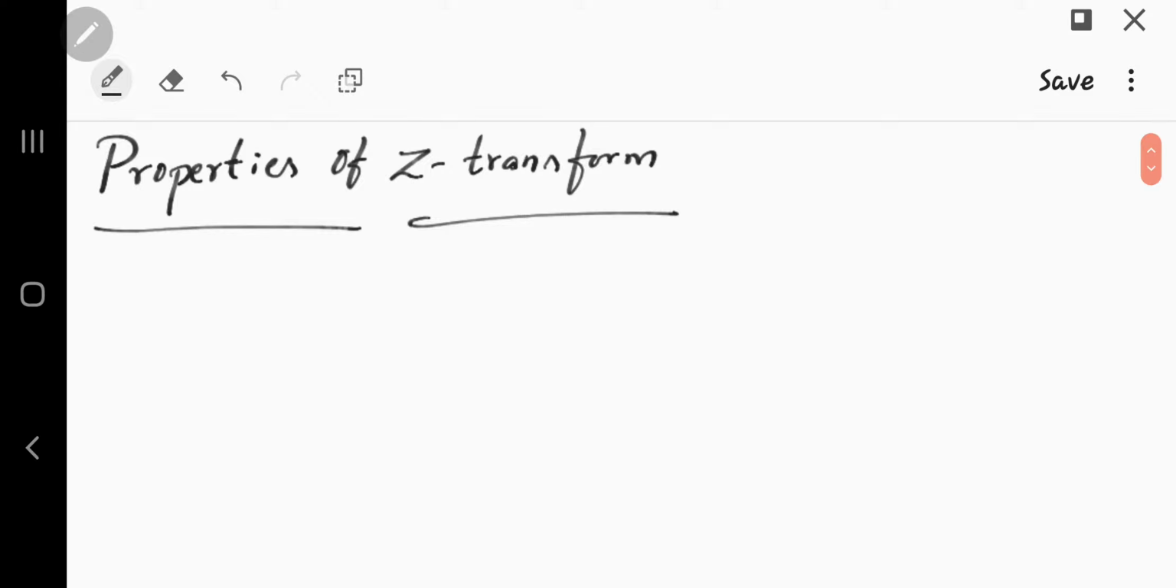Hello students, in the previous video we discussed the Z transform and the properties of region of convergence, and we took some examples on how to find the region of convergence and how to locate poles and zeros. In this video we'll discuss the properties of Z transform. I'll start deriving the properties one by one. We'll first start with the linearity property.